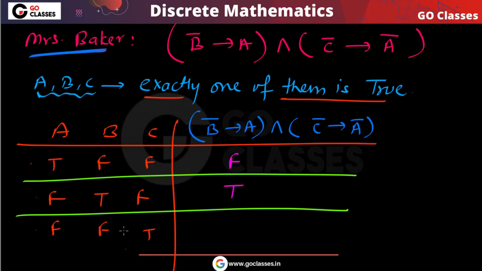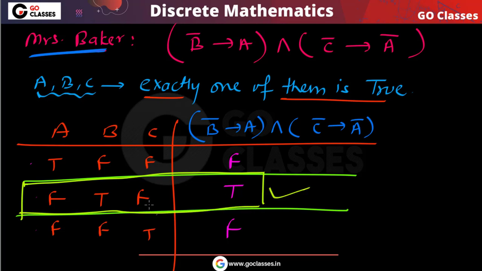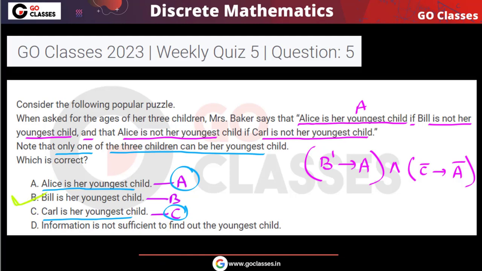Now for the final row, when Carl is the youngest child, because C is true, this will become false. False implies anything is true, so this will be true. Now B is false, so this will be true, and A is false, so true implies false is false. False and true is basically false, so this will be false. So what is the answer? You can clearly see that only for this situation Mrs. Baker's statement will be true, so Bill is the youngest child. So the answer will be Bill is the youngest child.